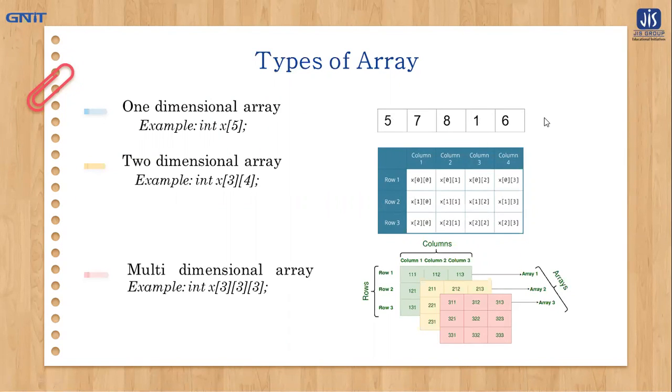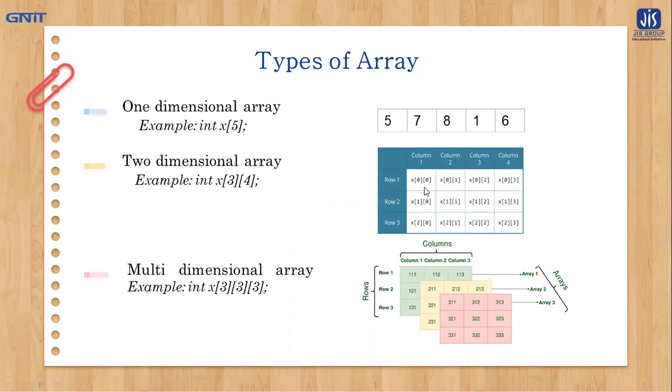Okay, if we are storing character kind of data, then we should write char x[5] if we want to store 5 characters in that array. It depends on the size how much each element will take. Then comes the two-dimensional array, where it is a form of matrix.